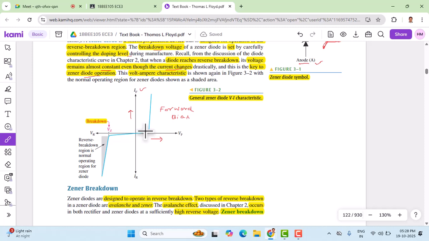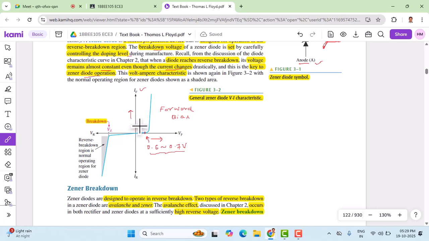Until the cut-in voltage, the current is almost zero. Once the forward voltage exceeds the cut-in voltage, typically 0.6 to 0.7 volts, the current starts flowing. The moment we exceed this, exponential current results. This is the forward bias characteristic, where the applied voltage is positive and the current is also positive.